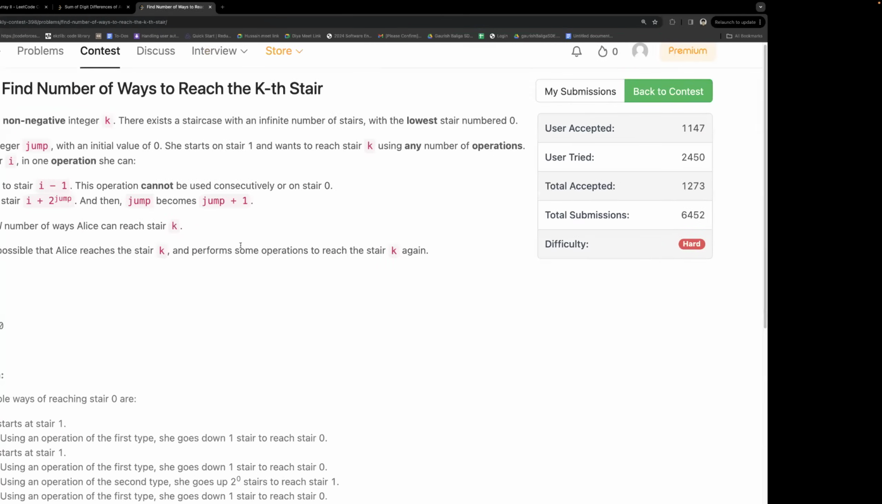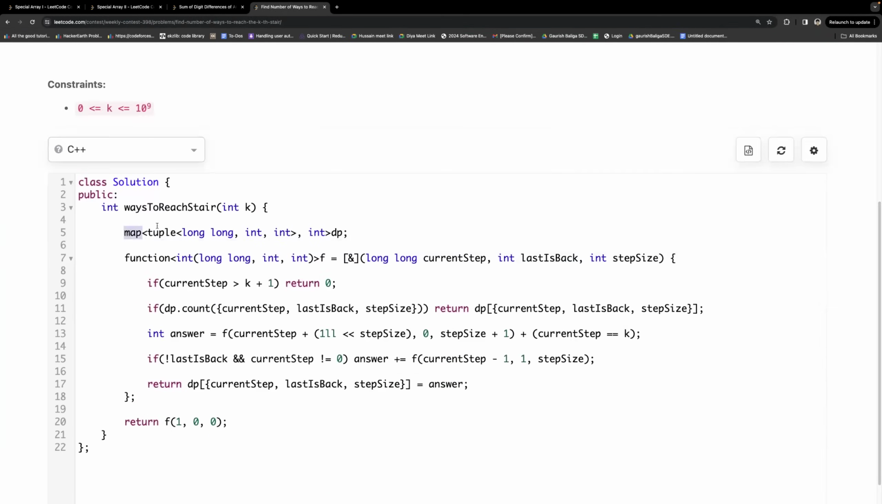Okay. So since k can be very large, it is 10 raised to 9, I'm using a map because I can't store current step in an array. So map of tuple of long comma int. I wasn't sure if it will overflow. So I have current step, I have is last back, and I have step size. This step size is basically jump, and last is back will be 1 if it was so, and so forth, right?